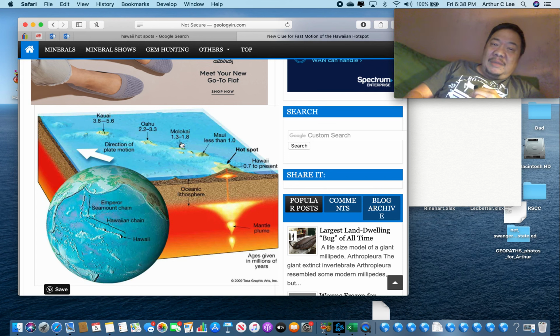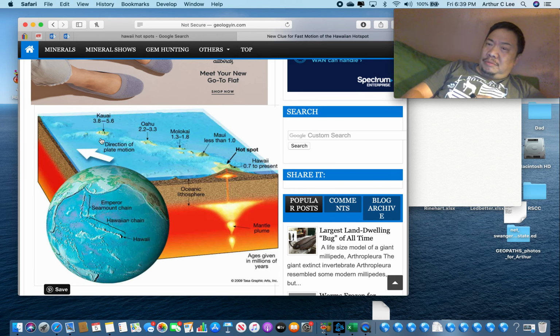On Molokai, they're 1.3 to 1.8 million years old. Maui, they're about 1 million years old. Hawaii, the big island of Hawaii, they're 700,000 years old to brand new, because you still have volcanoes occurring in Hawaii right now. Well, do you notice something going on here?